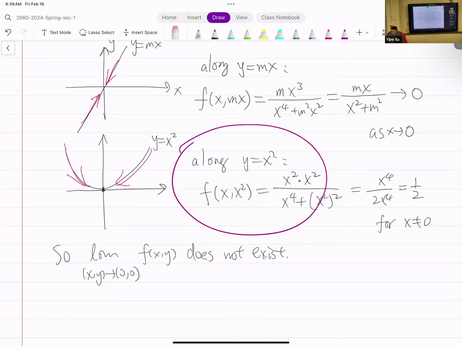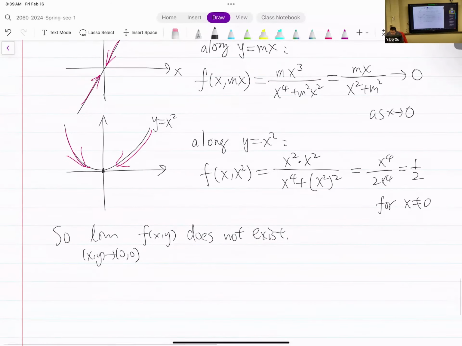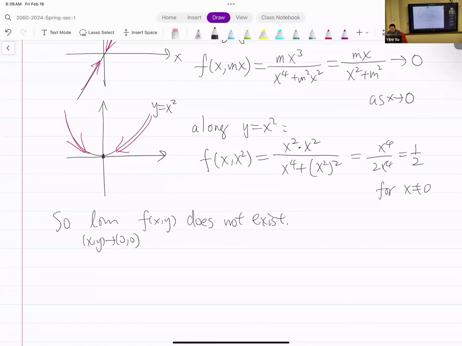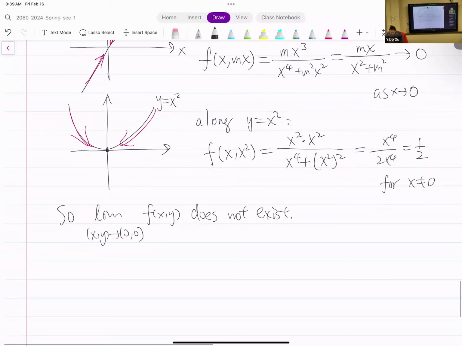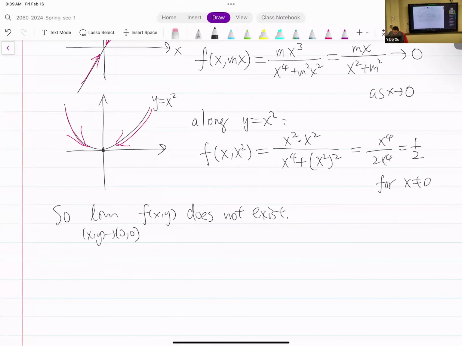Okay, so you can always try to find two straight line directions that will give you different limits. So that's about that. But the point here is not really about being so creative that you find all kinds of different directions. Here we want to make things a little bit more standard and more universal.